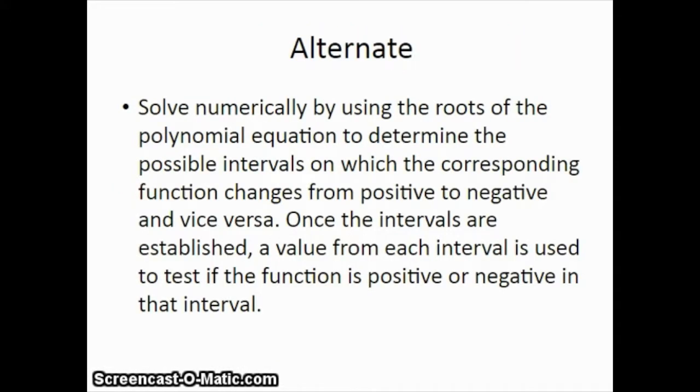An alternate method to find this would be to solve them numerically by using the roots of the polynomial equation to determine the possible intervals on which the corresponding function changes from positive to negative and vice versa. Once the intervals are established, a value from each interval is used to test if the function is positive or negative in that interval.